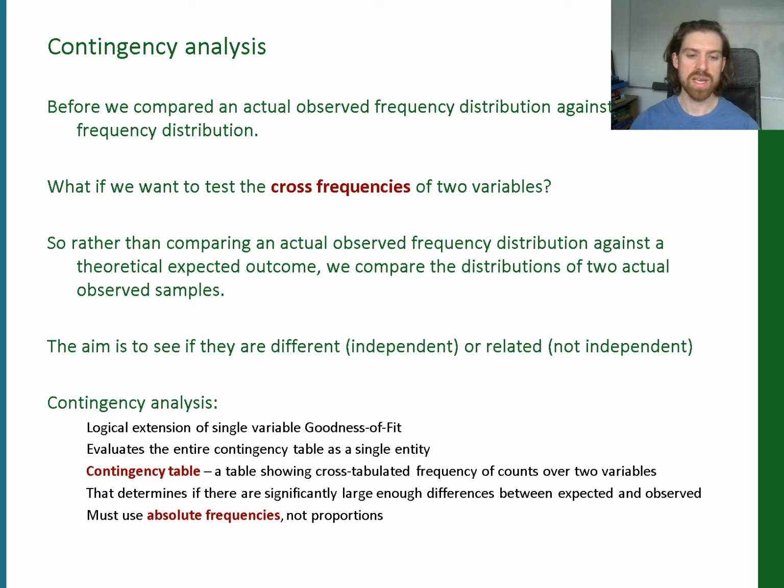The contingency table, as I will show you, is essentially cross-tabulated frequency counts across the two variables that we're interested in. And that determines if there are significantly large enough differences between the expected and observed outcomes. And I think the key point as well is that these need to be absolute frequencies, so raw numbers, not proportions.